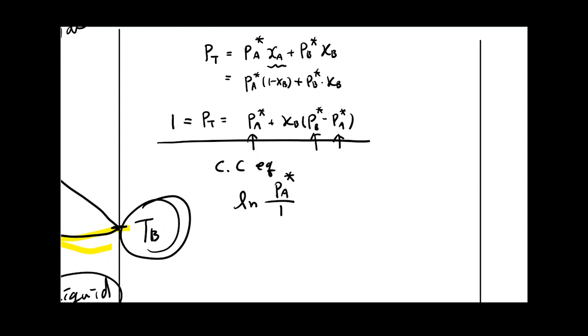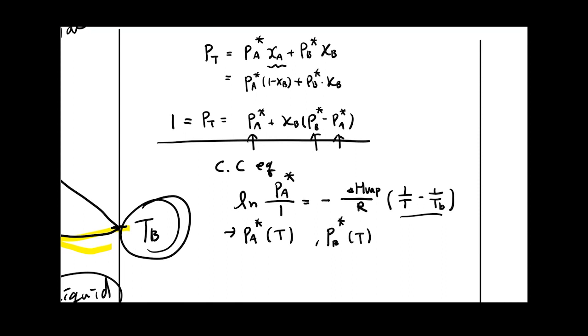It's going to equal negative delta H of evaporation over R, times 1 over T1 minus 1 over your reference, which in this case will be your boiling point. You can rearrange these equations. You can express PA star as a function of temperature. You can do the same thing to express your PB star as a function of temperature.